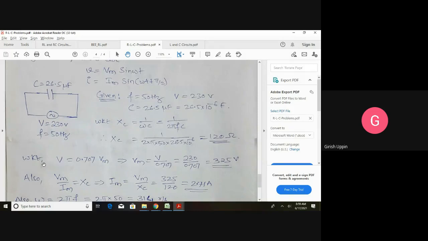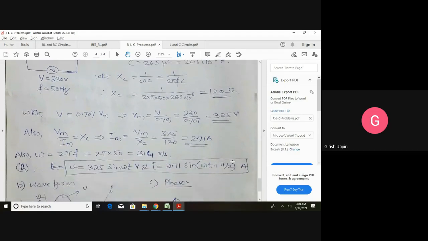How to find Vm? We know the relation. RMS value V is equal to 0.707 peak value Vm, or the maximum value. Therefore, Vm is equal to V divided by 0.707. 230 is the given voltage. 230 divided by 0.707, that comes as 325. Just here the fraction part is left out.